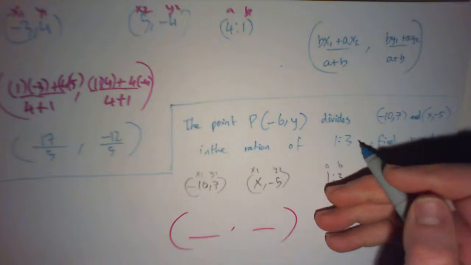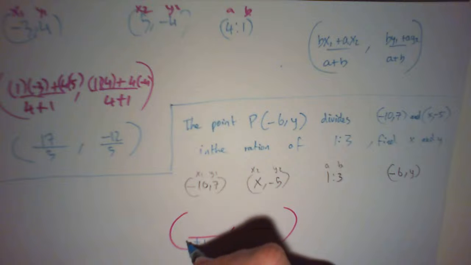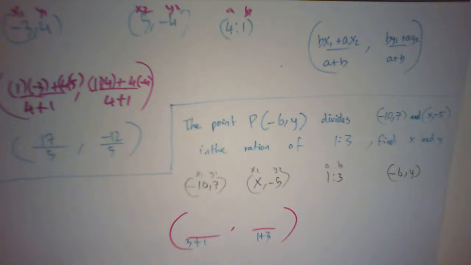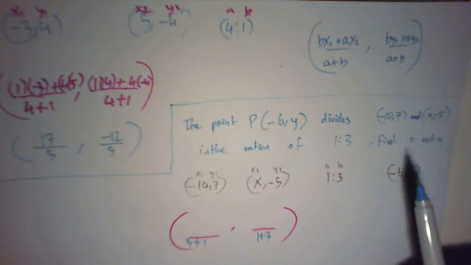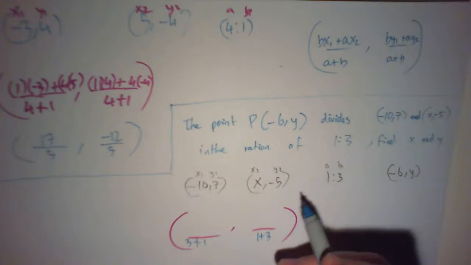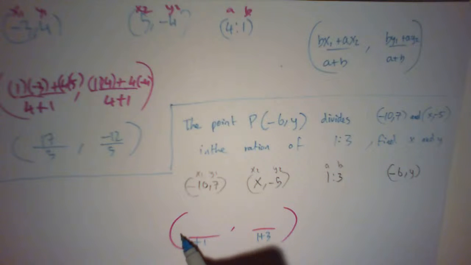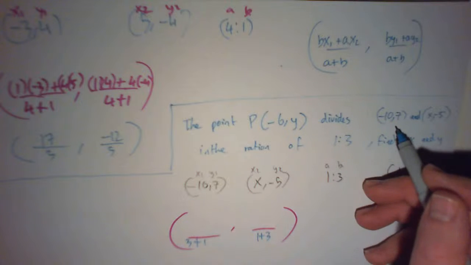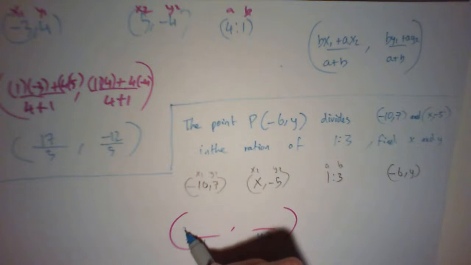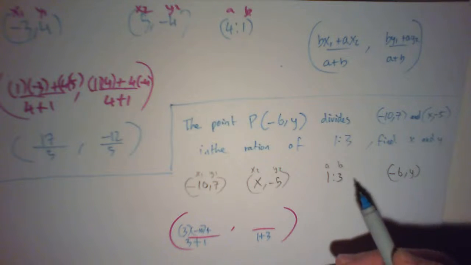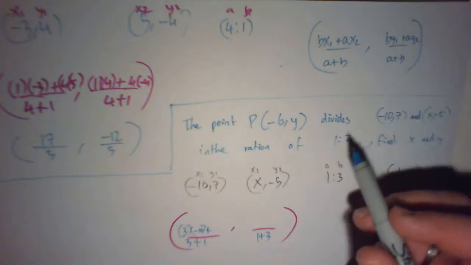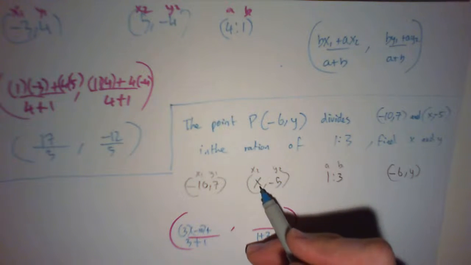So 1 plus 3. So that's that bit done. Now let's do this one first. B times x1. So 3 times x1 plus A times x2, 1 times x.